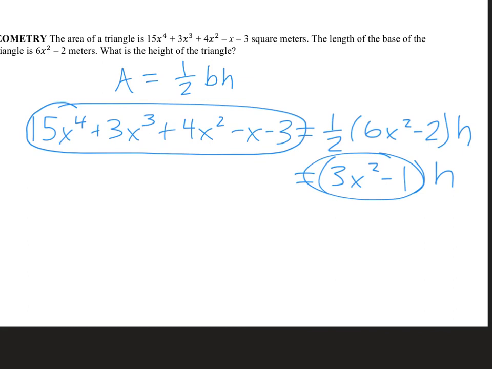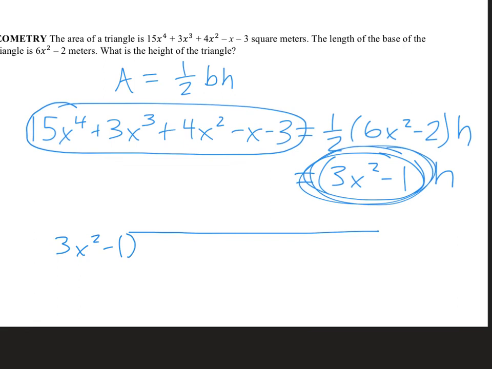So now we don't have a choice with the method. We have to use long division. And the reason we have to use long division, this denominator has degree 2. You're only allowed to use synthetic when the degree for the denominator is 1.